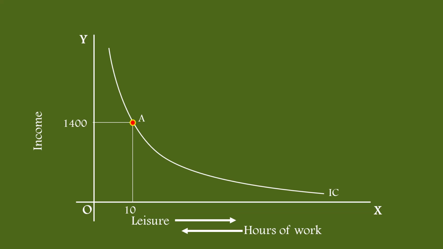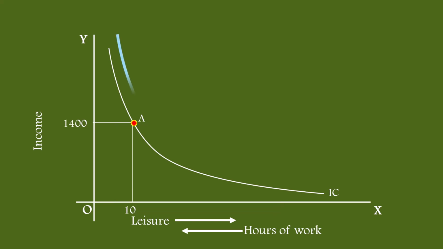But we have to go beyond that. In a day, there are 24 hours. A worker takes 10 hours of leisure. Then it means he works for 24 minus 10, 14 hours. His 14 hours of work fetches him 1400 rupees income. Thus, when a worker chooses an income-leisure combination, he automatically decides the hours of work.